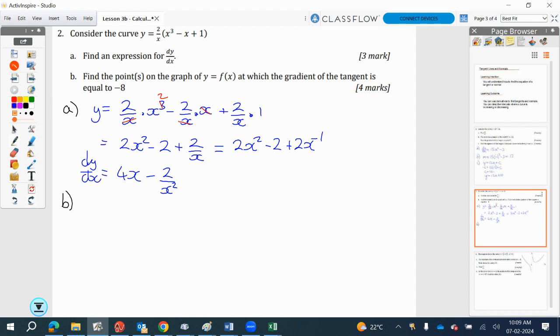This is correct. No, you're putting minus 8 in. But it says the gradient of the tangent is equal to minus 8, which means the derivative is equal to minus 8. We're not finding the gradient at minus 8.